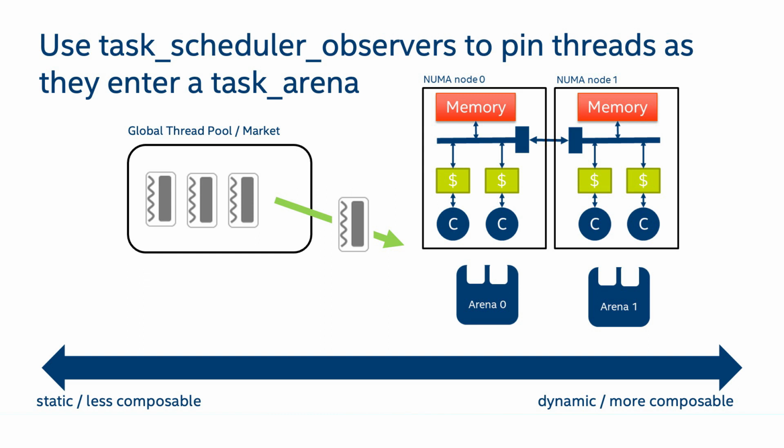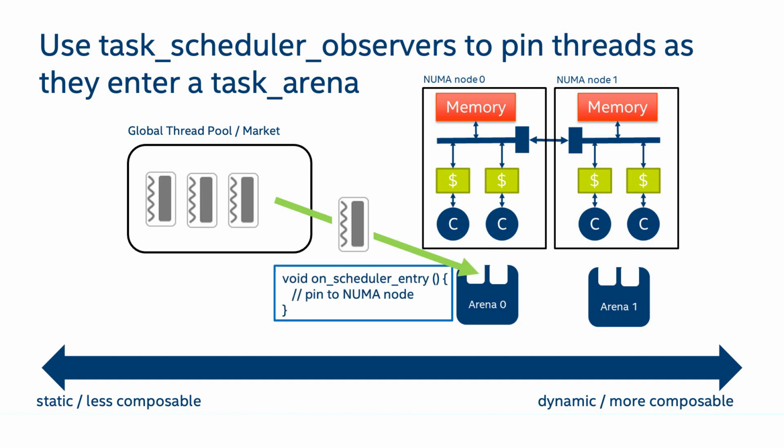This is part of, again, being composable. But there is an interface if you really want to bend things still and make it more static. You can do that with TBB. But again, you're taking away a little bit of its flexibility and composability. So there is an interface called Task Scheduler Observers. You can create one and associate it with an arena. And then each time a thread from that shared thread pool migrates into your isolated group, you get a callback, and you can do whatever you want.